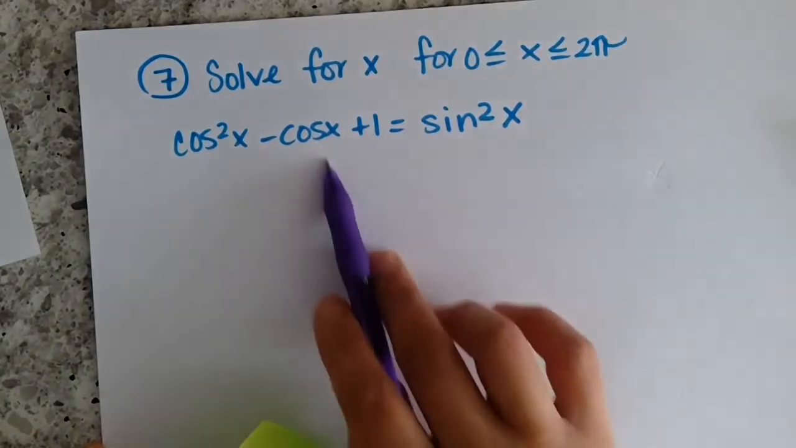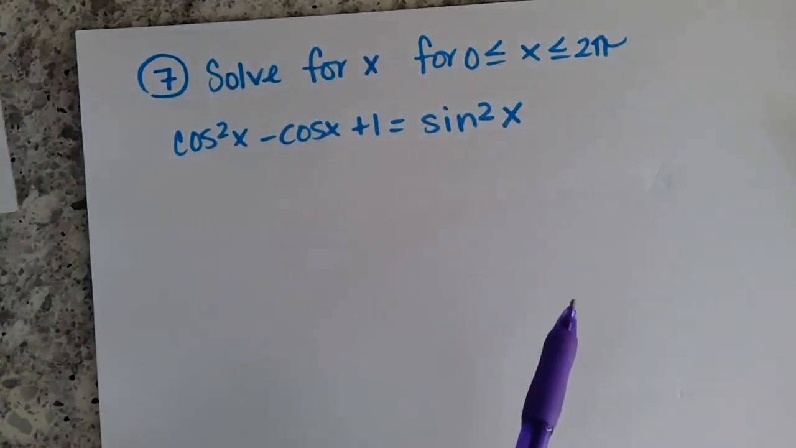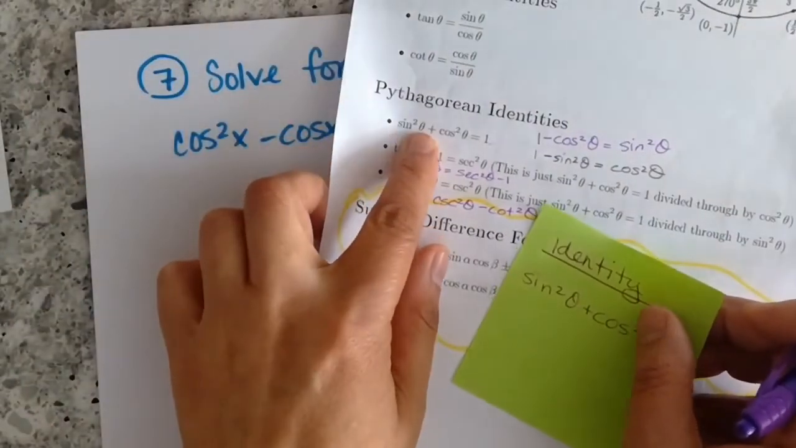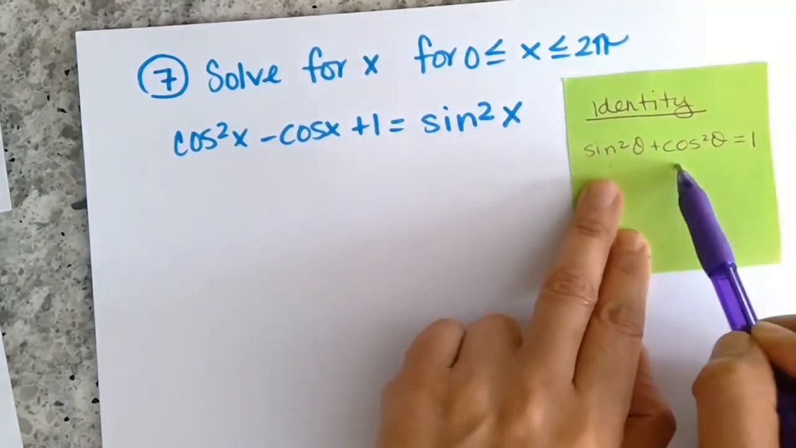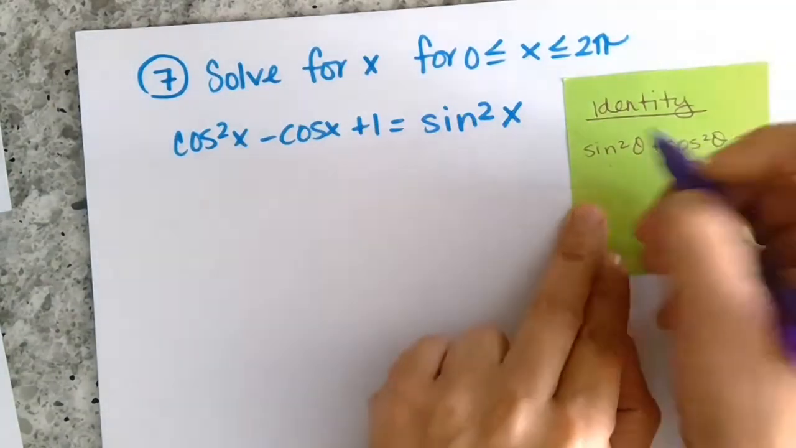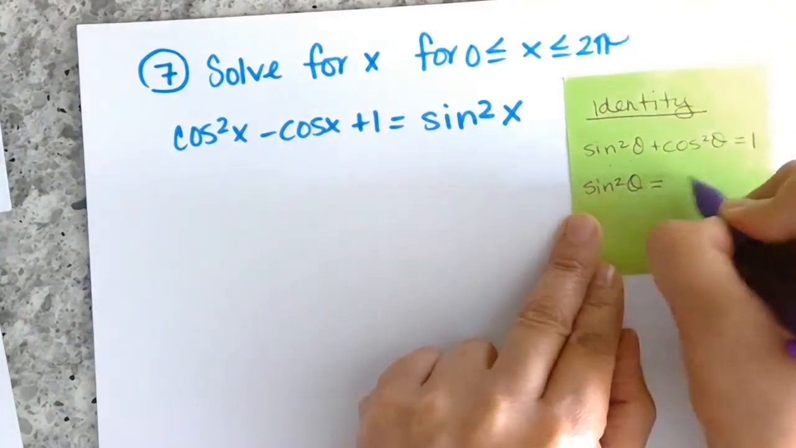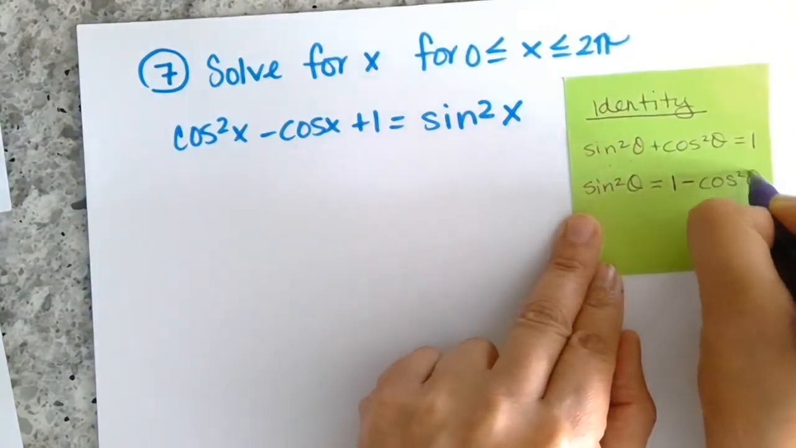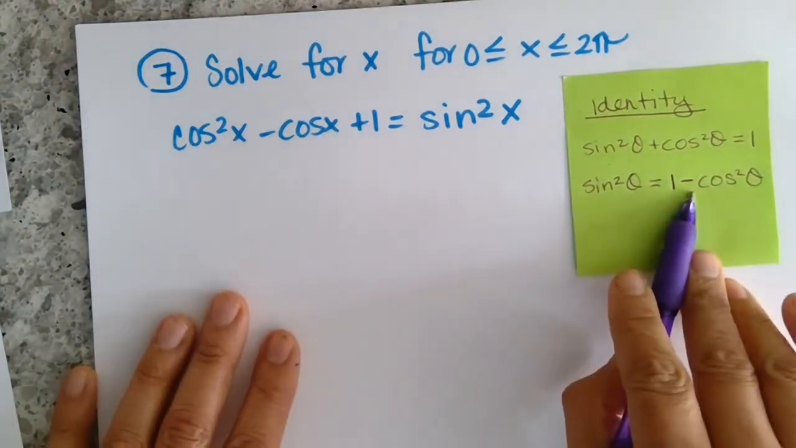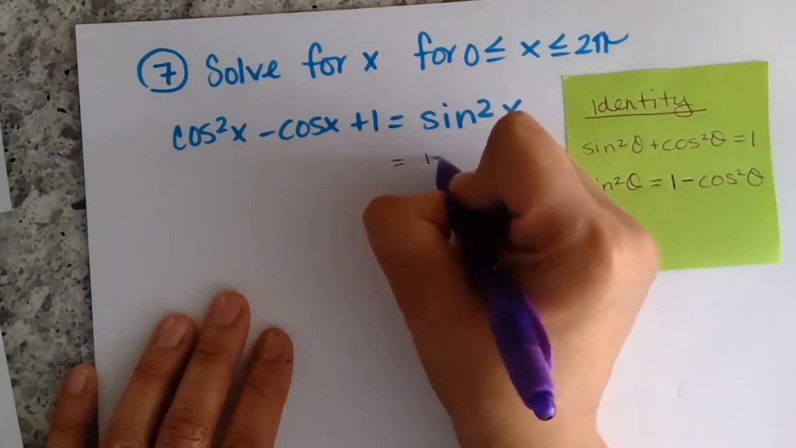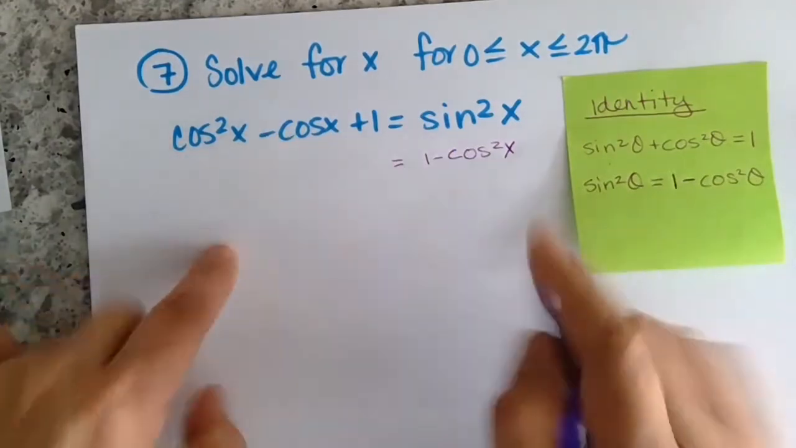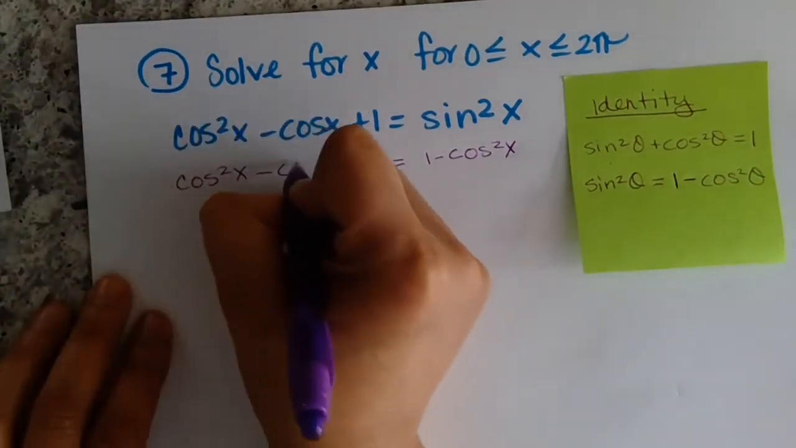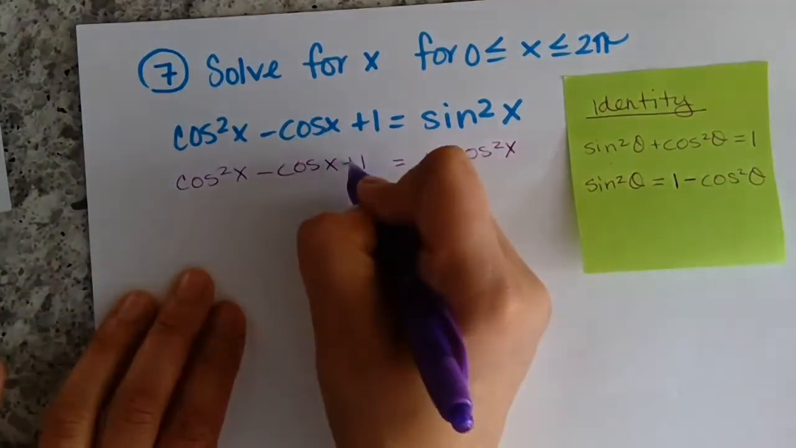So I'm going to try to change this in terms of cosine. If you remember from your identities sheet, sine squared theta plus cosine squared theta is equal to 1. If I rearrange this and solve for sine squared, sine squared is equal to 1 minus cosine squared theta, so I'm going to plug that in right there. It's x, not theta. Keep this side the same. Now I have everything in terms of cosine.